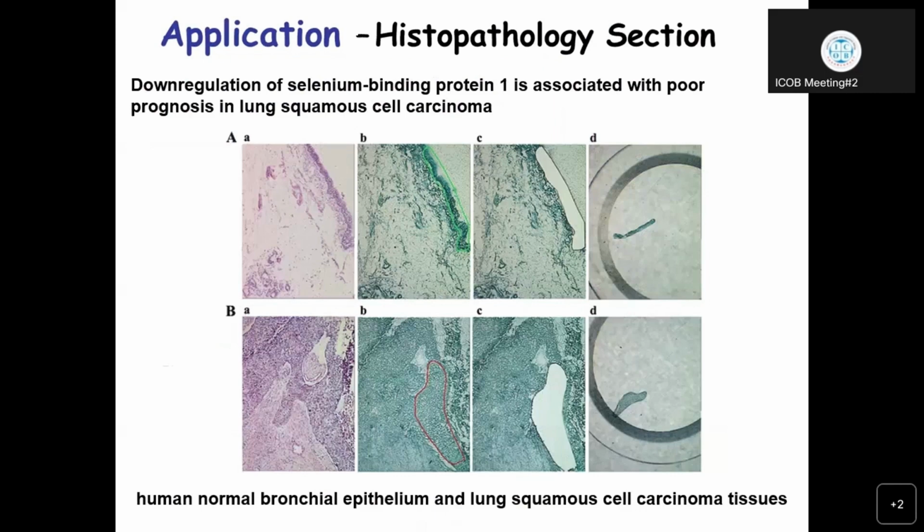This histopathology application is associated with lung squamous cell carcinoma. They isolated normal bronchial epithelium and the lung squamous cell carcinoma tissue for downstream analysis. They found that downregulation of selenium binding protein 1 is associated with poor prognosis in lung squamous cell carcinoma.